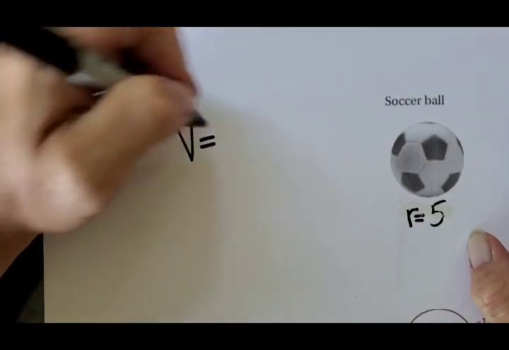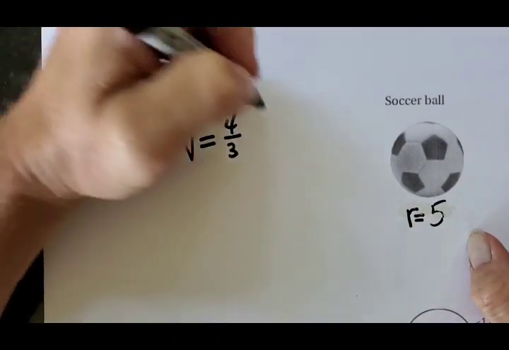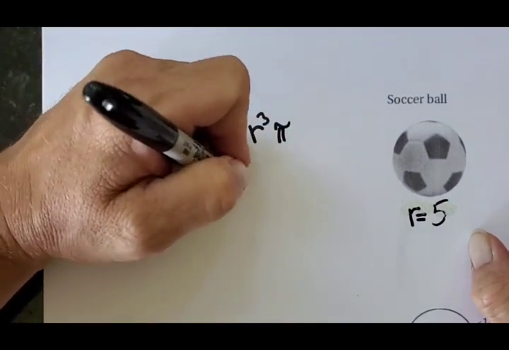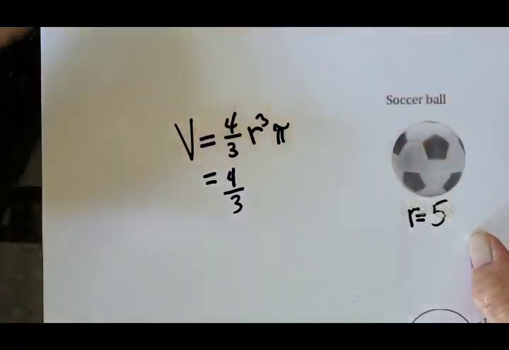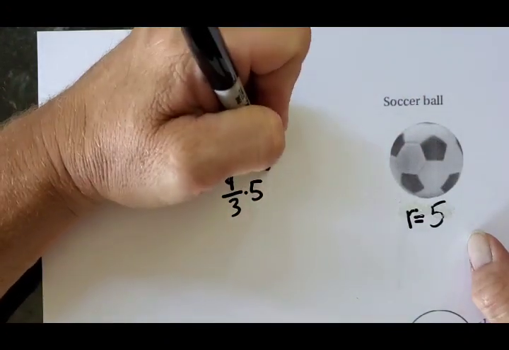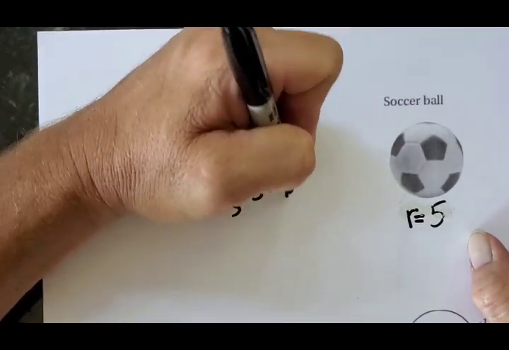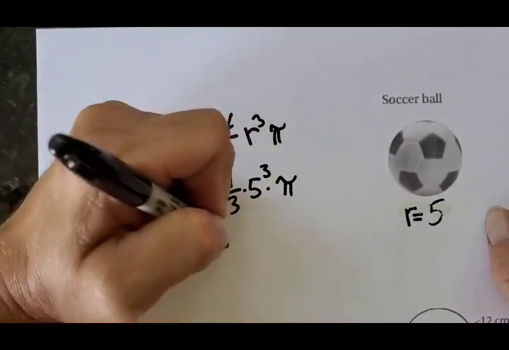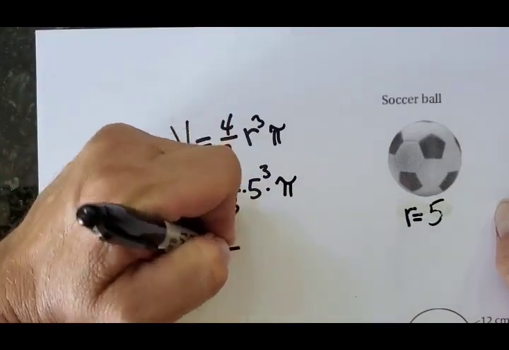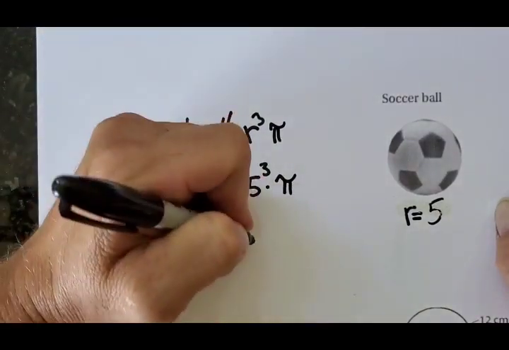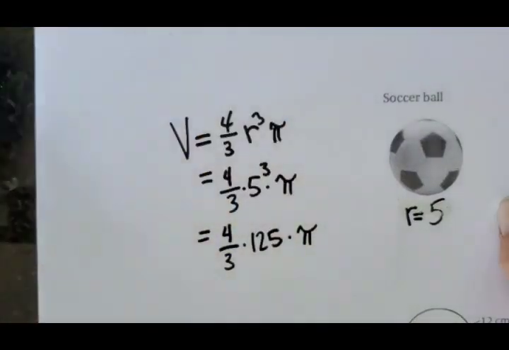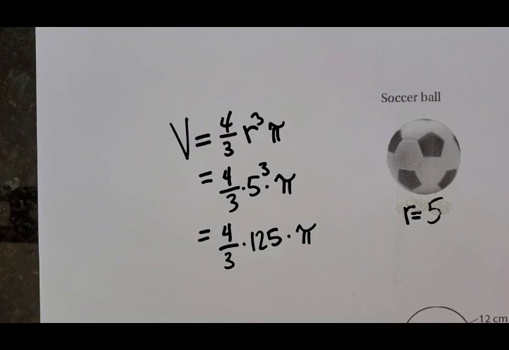Volume equals 4/3 r cubed pi. R is over here. It's 5 cubed pi. 5 cubed is 5 times 5, which is 25, times 5 again is 125 pi. All right, I don't see any quicker way to simplify this.